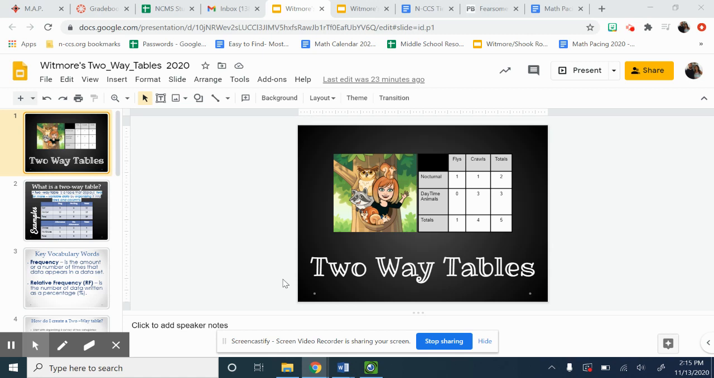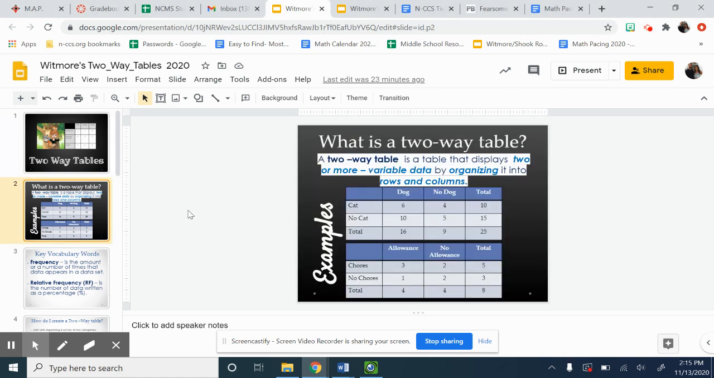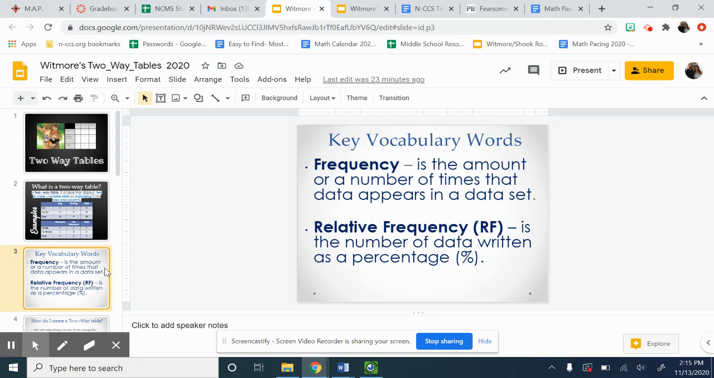Today we're going to look at two-way tables. So a two-way table is a table that displays two or more sets of data in rows and in columns. These are some examples about having a dog or not having a dog, and having a cat and not having a cat. So you're able to see who owns a dog and a cat, who owns a dog and no cat, who owns a cat and no dog, or who has no cats and no dogs. And then you're able to see the totals for each of those. The same as at the bottom for chores and allowance.